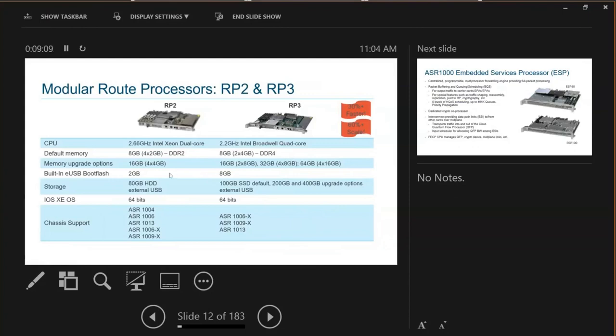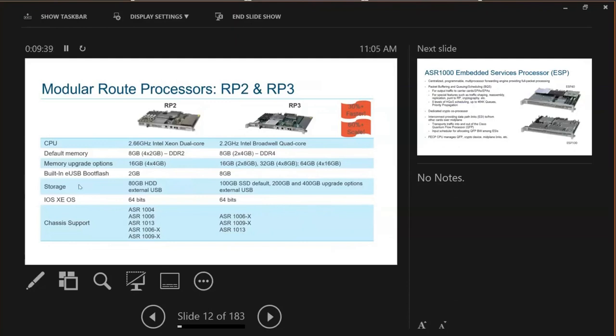If you see the arrangement of memory on RP2, it is 4 chips of 2 GB each, but on RP3 it is 2 chips of 4 GB each. Both at the end will be 8 GB, but it is just how the arrangement is done. Memory upgrade option, at max on RP2 you can have 16 GB, 4 cards of 4 GB each, but on RP3 you have multiple other variations, 16 GB, 32 GB, and 64 GB.